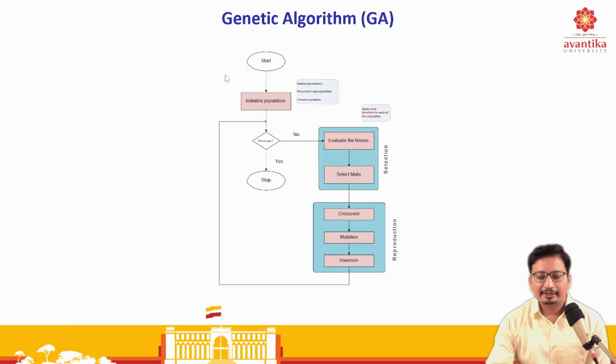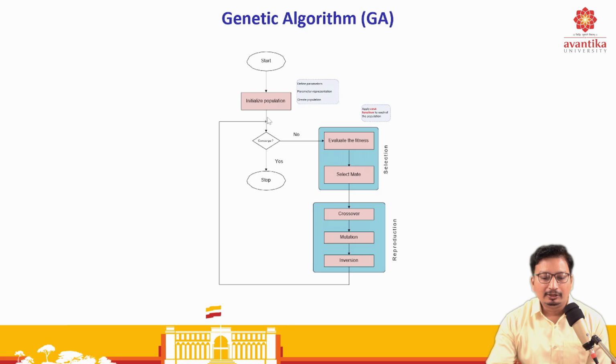So this is the basic architecture of the genetic algorithm. In this architecture we can see that first we have to initialize the size of the population, that is, what input size we are taking for finding the optimal solution from that group of individuals. So first we should initialize the population. We have to define the parameters, the parameter representation, and we have to create the population size.